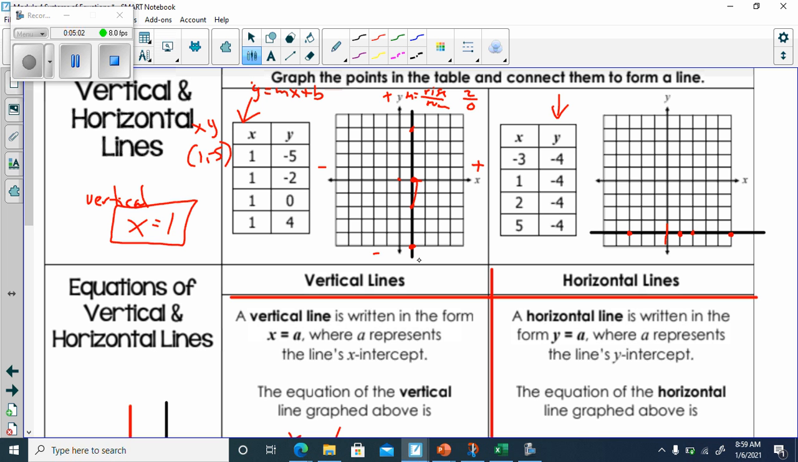Let's try writing that equation. y = mx + b.